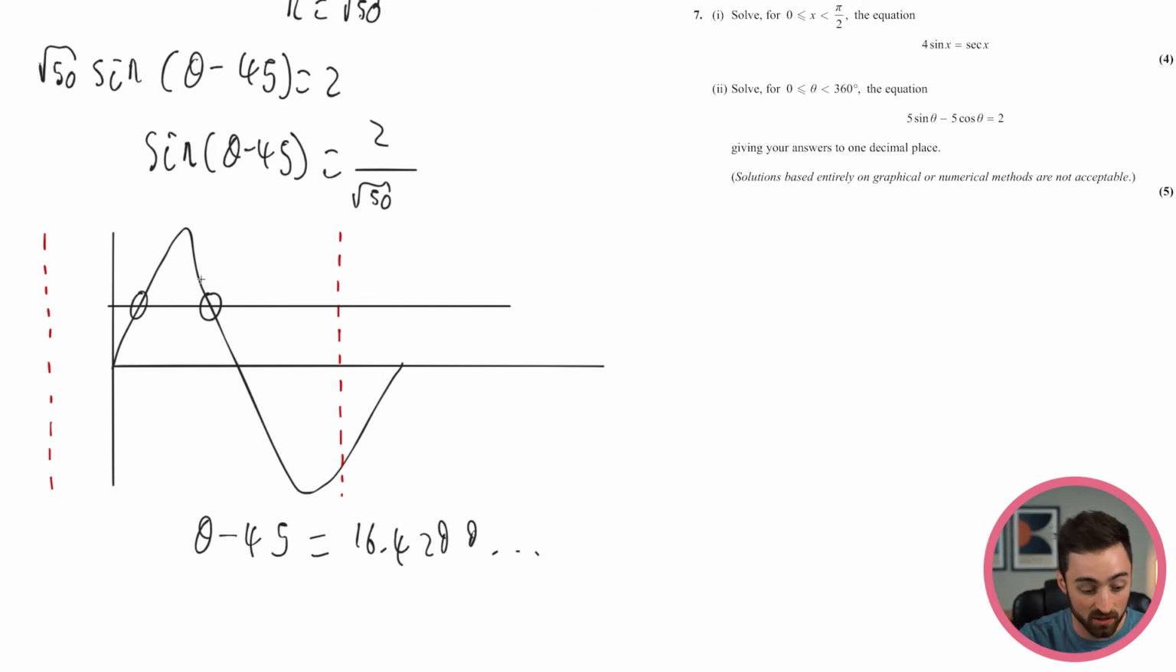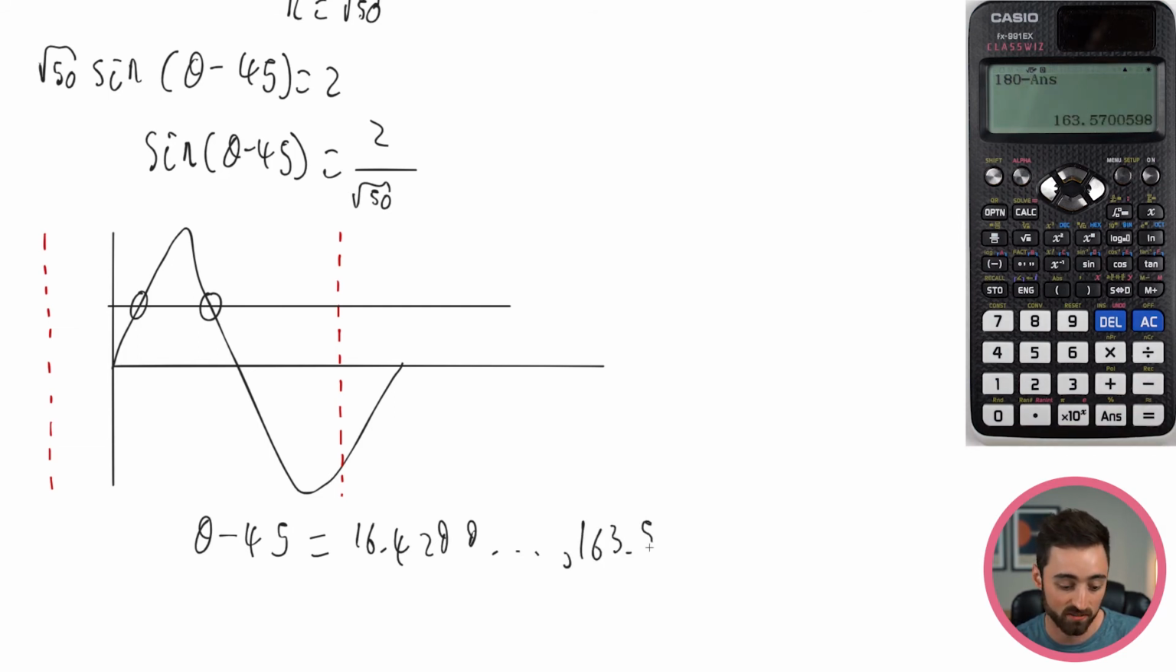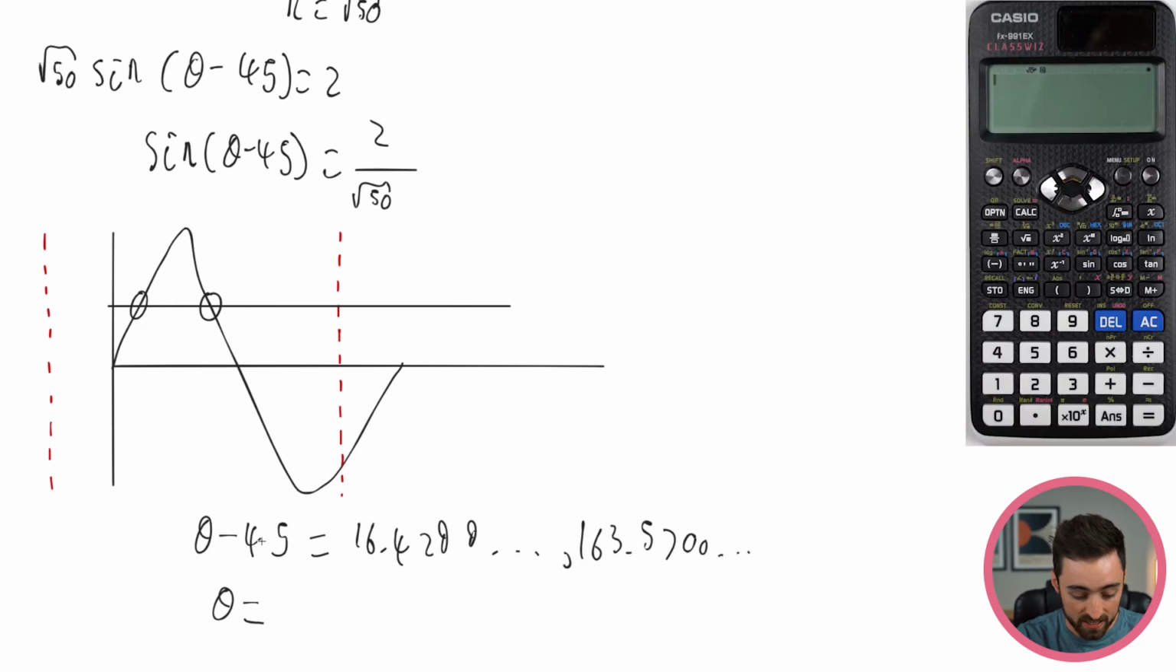So to get this one, I'm going to do 180 minus, that's 180 minus Ans, and that's going to get me 163.5700 dot, dot, dot. Now I add the 45, okay? So my two solutions for theta are going to be 16.4299, etc., plus 45. Now, what does it want? It wants one decimal place. So my first one, it's going to be 61.4 degrees.